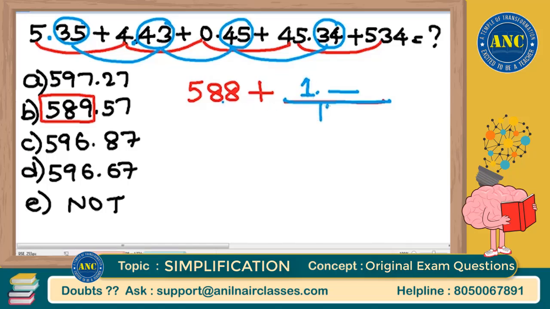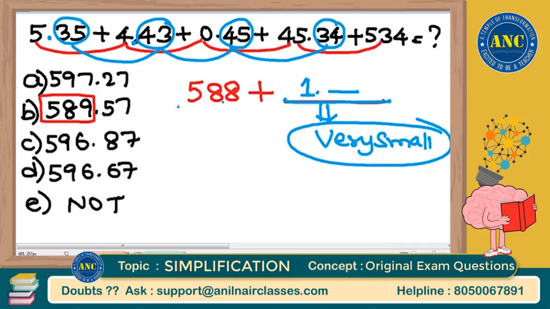So it is very negligible. The decimal part is very small. 588 added to a very small part, it is 589.57. Other options are in the 597 range or 596 range. Definitely it will not be 588 plus 9 point something if I add the decimal parts. So definitely it should be 1 point something or maybe 0 point something. In this question it is 1 point something, so the answer should be 589. Relatively closer answer options, over.